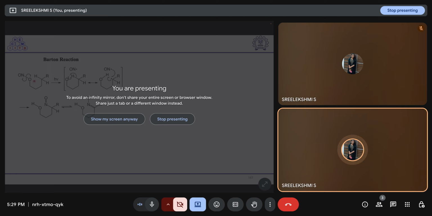So this kind of nitroso compound, radically this will cleave and O radical and this NO radical will form. Then hydrogen transfer will take place from this position to this position, generating a radical at this center, which will combine with this NO radical to form this intermediate, which can exist in this form as well. So this is known as Barton reaction.